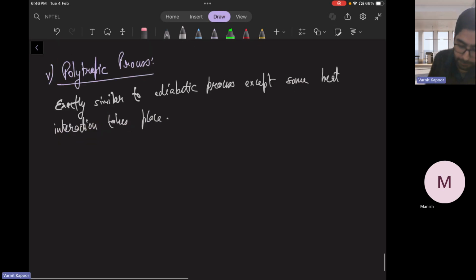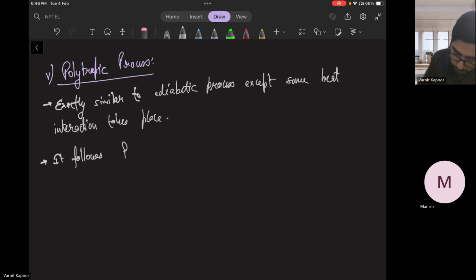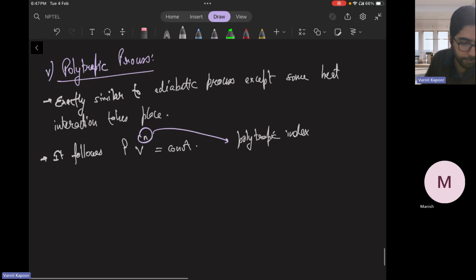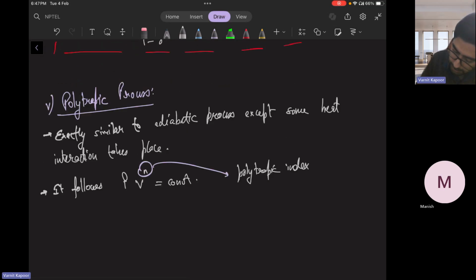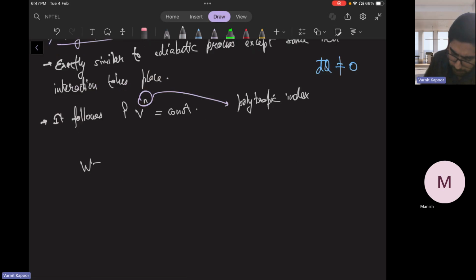So heat interaction takes place. It follows PV^n equal to constant, where n is nothing but the polytropic index. Okay, so here you can say that heat interaction is not zero. Change in heat interaction is not zero, unlike adiabatic.